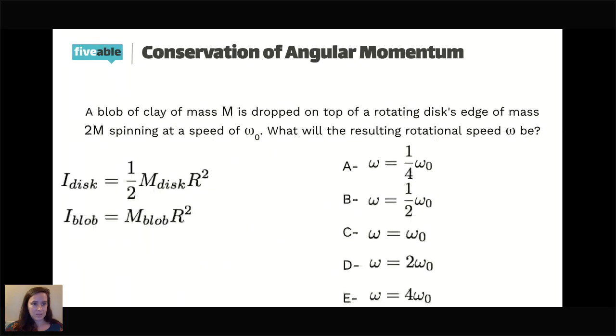This is a system where we have a blob of clay dropped on top of a rotating disc. So our system is the disc and the blob of clay. So a blob of clay of mass m is dropped on top of a rotating disc's edge of mass 2m, spinning at a speed of omega naught. What will the resulting rotational speed omega be? We're going to create a poll because I like them.